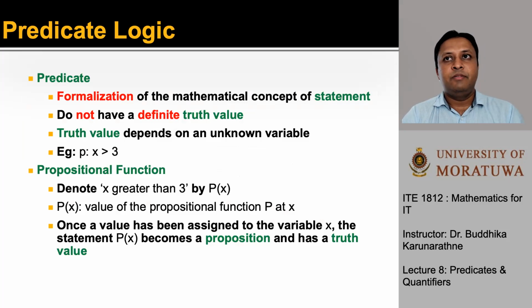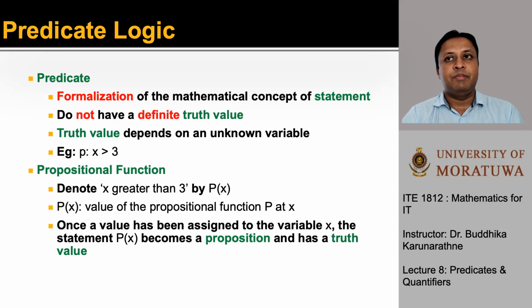Right. So with that, we move on to predicate logic. Let's try to understand what the predicate means. It is a formalization of the mathematical concept of a statement. So we try to define a statement formally from a mathematical perspective. The predicate usually does not have a definite truth value. The truth value of the predicate will depend on an unknown variable.